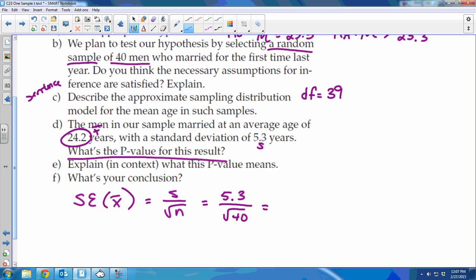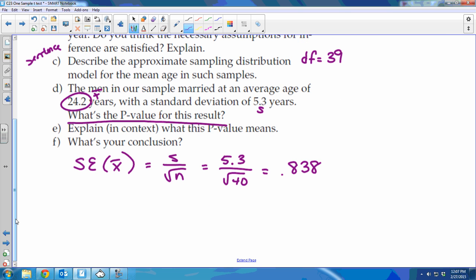No, so I'm saying don't use 5.3 as the standard error. You have to use it in this formula. I got 0.838 in prior calculation. Okay? So what comes after the standard error?